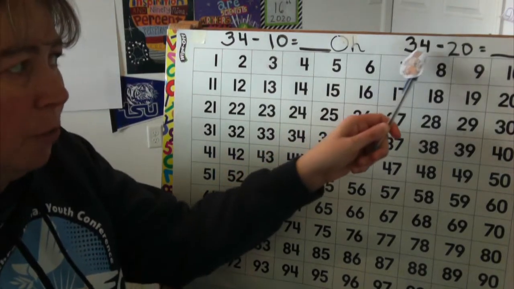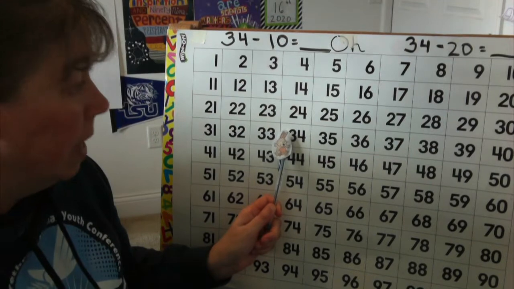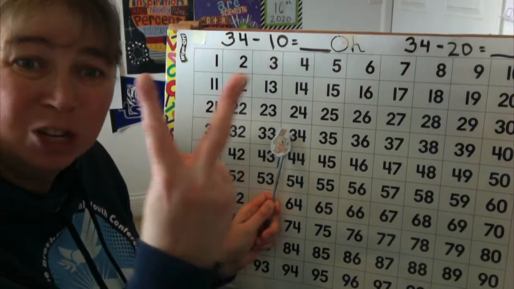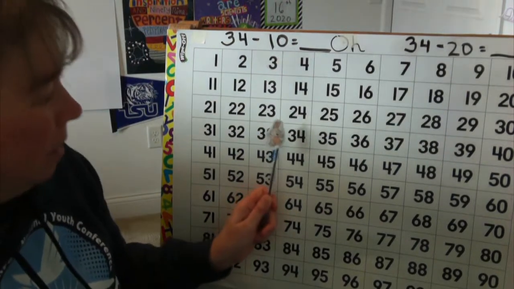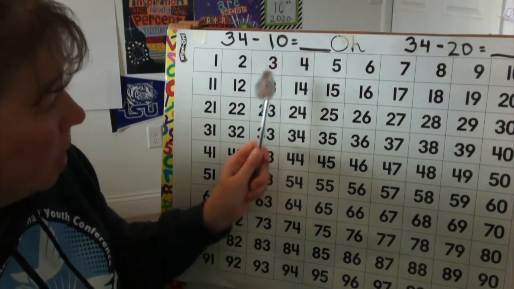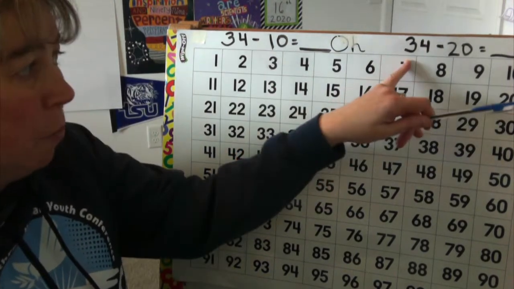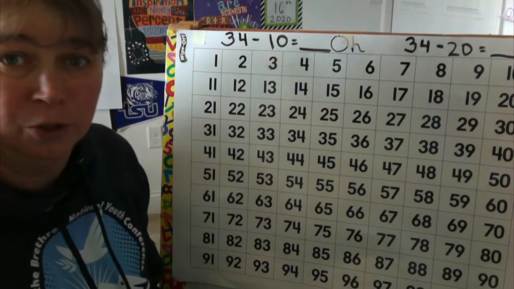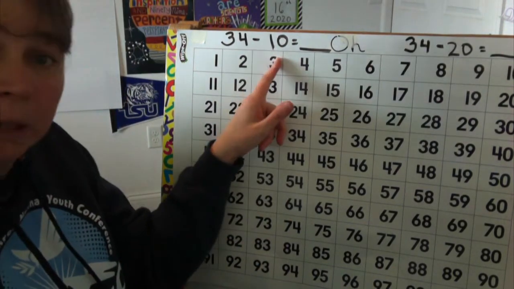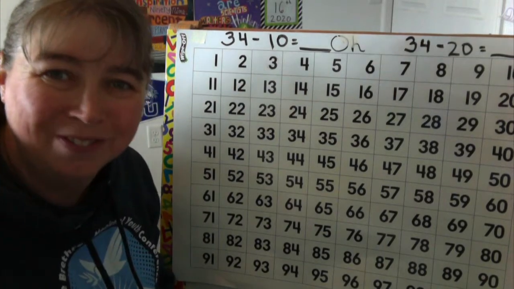Let's look at 34 minus 20. So again, I'm going to start at 34. This time I'm taking away two 10s, so I'm going to make two hops up. 34, one hop, two hop, and we end up at 14. 34 minus 20 is 14. That's all there is to this, first graders. For every multiple of 10 you're subtracting, simply hop up one row.